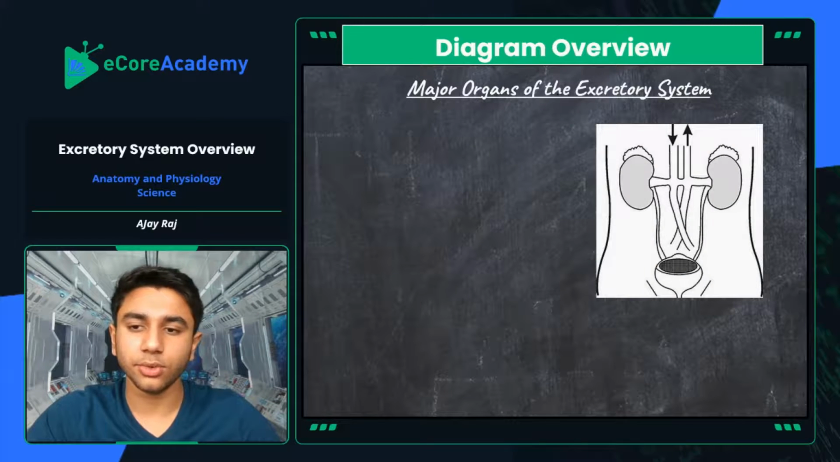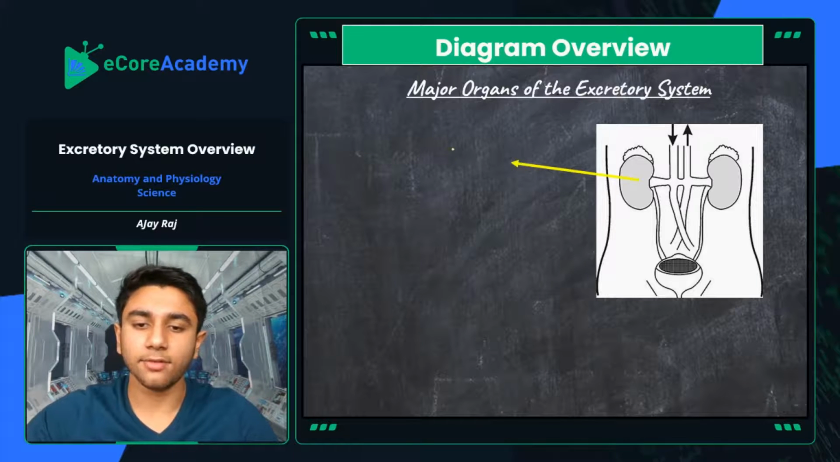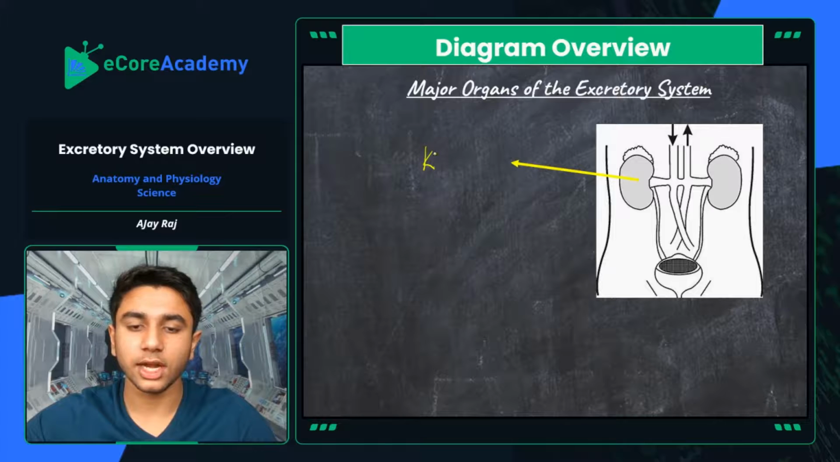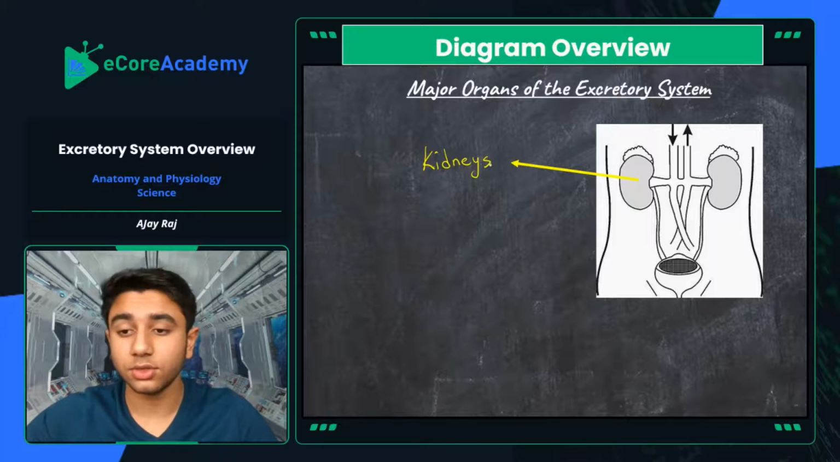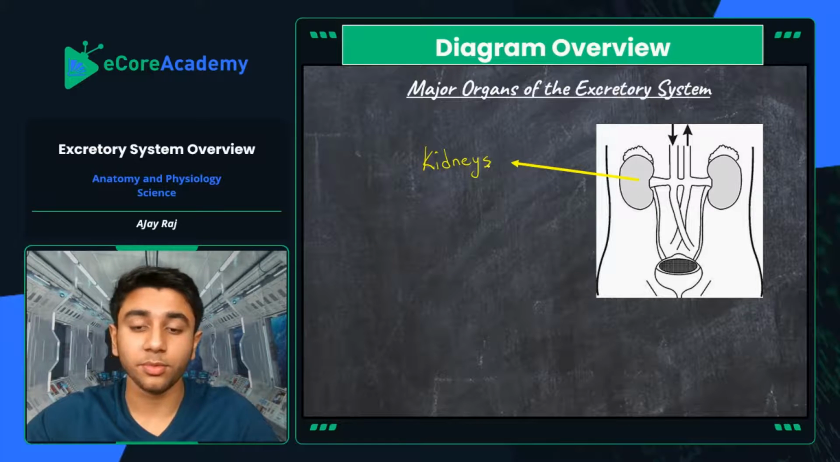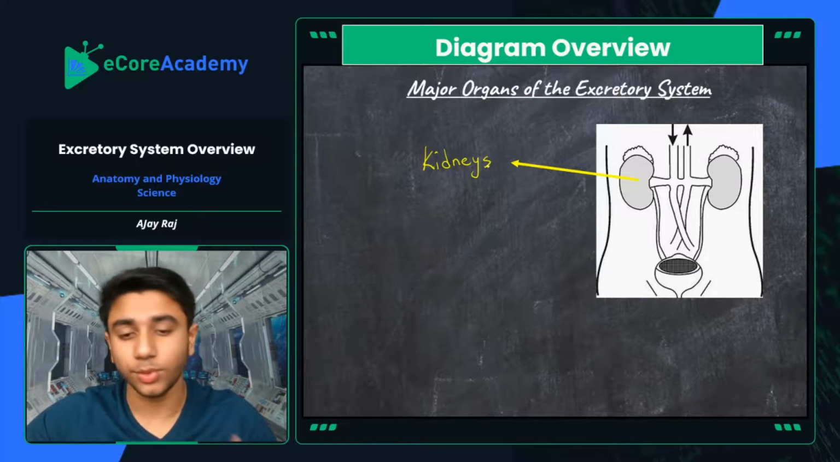So these are some of the major organs of the excretory system, as you can see here. So right here, we have the kidneys, which are actually one of my favorite organs within the body. They're so complex, and the cool thing is you only need one to actually survive. We've been blessed with two when we were born, but you only need one to survive.